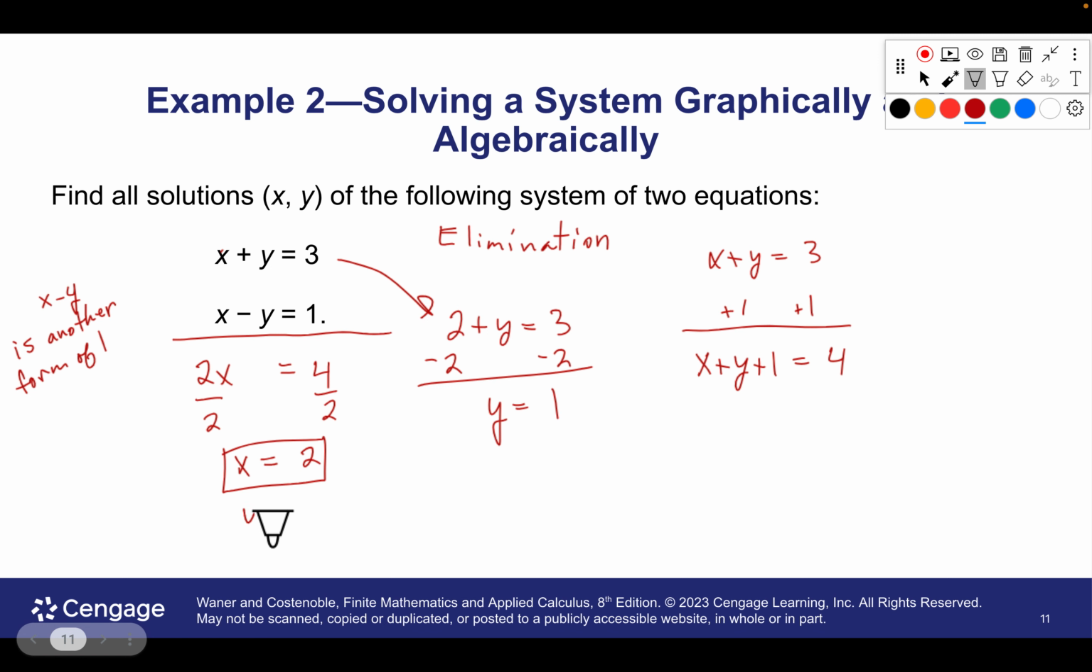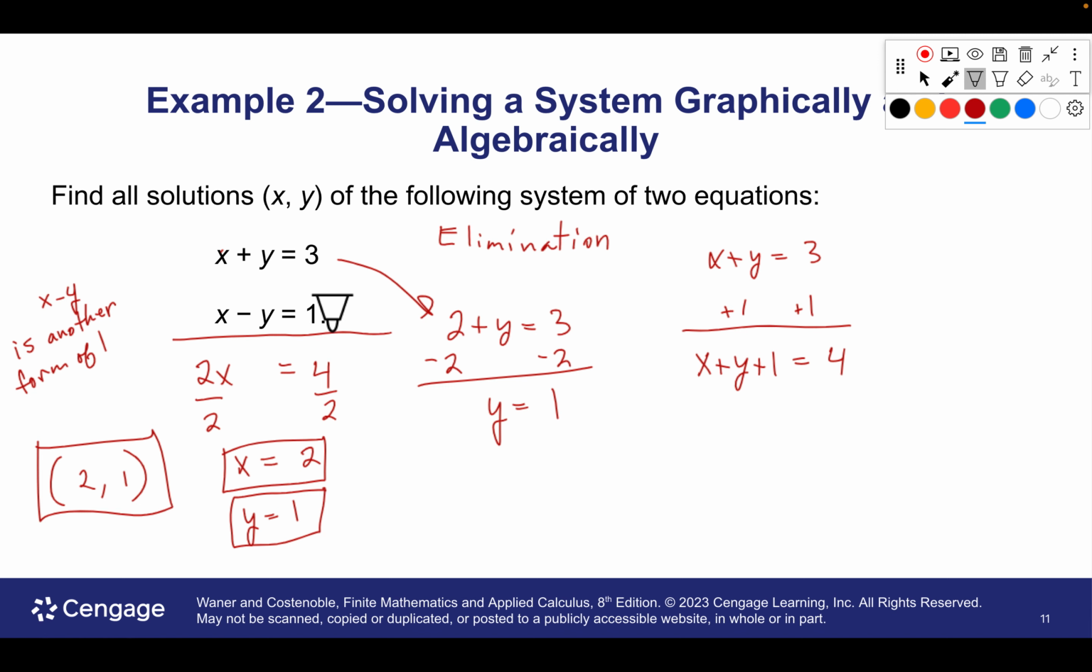So x equals 2, y equals 1. That's my particular solution that I end up with, 2 comma 1. I can write it that way. We can write it this way. And then if you check here, final check, does that also work?